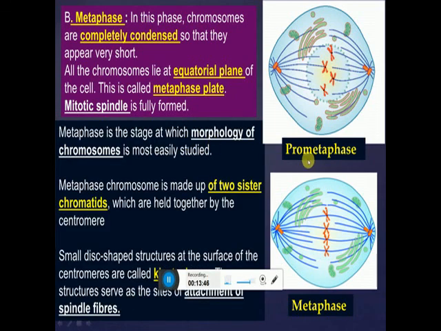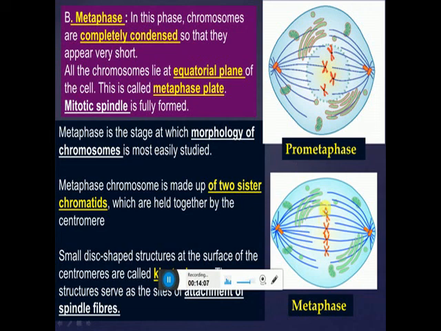Metaphase can be divided into pro-metaphase and metaphase itself. Pro means the beginning of metaphase, or early metaphase, and then there is the complete metaphase. In the metaphase, chromosomes are completely condensed so that they appear very short. All the chromosomes lie at the equatorial plane of the cell. This is called the metaphase plate.